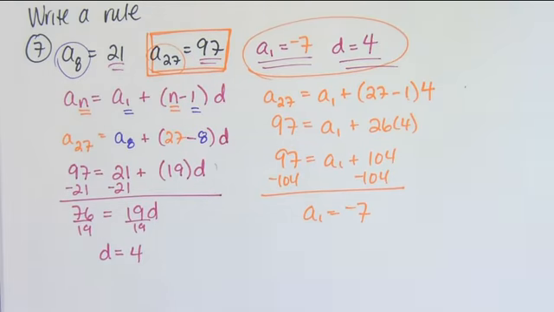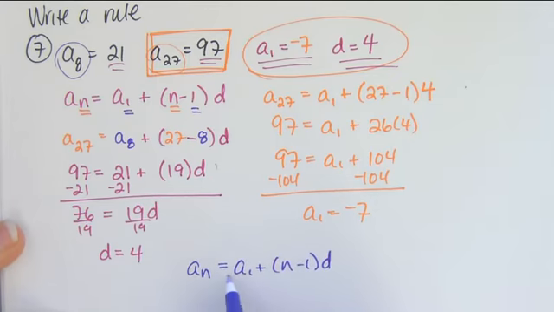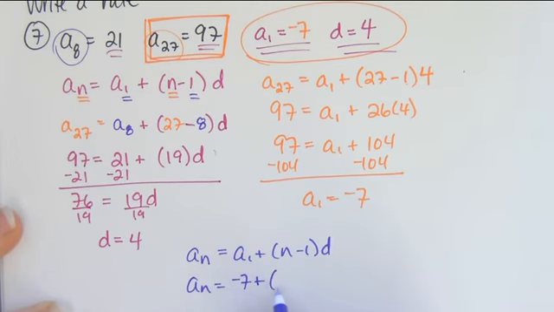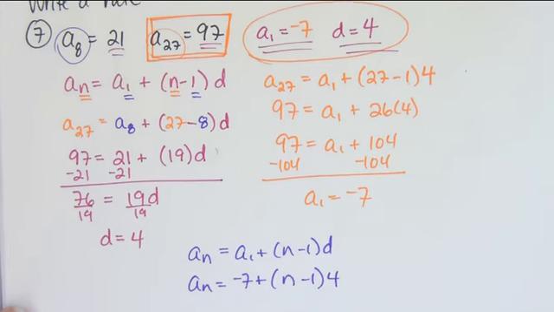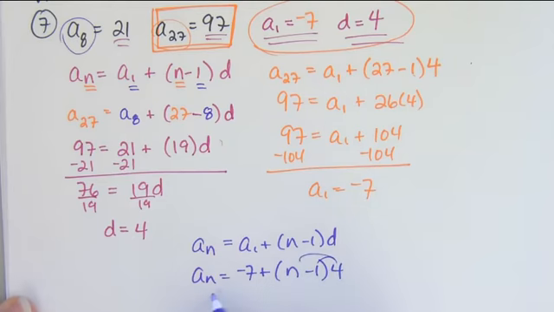All right, last step here. A sub n. I never plug in anything for the n when I'm getting my rule, so this should be my last step. Instead of a sub 1, let me write this all down. I'm going to plug in negative 7 for a sub 1 plus n, we don't know, it's an n because it's the rule, minus 1, and then d is equal to 4. So I can go back and distribute. A sub n is equal to negative 7 plus 4n minus 4.